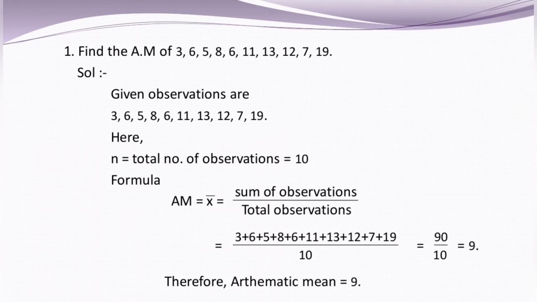In this question, we have a series of observations, so we have to solve this sum in case 1. Here, n is equal to the total number of observations, that is 10 observations. Apply all the given data in the formula. Arithmetic mean x bar is equal to the sum of observations by the total number of observations. We get 90 by 10, that is equal to 9. Therefore, arithmetic mean is equal to 9. In this way, we have to solve the problem in which the data is present in series.